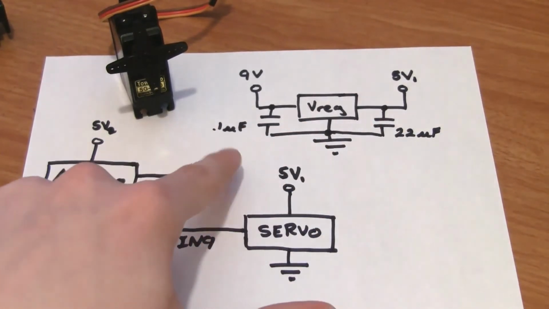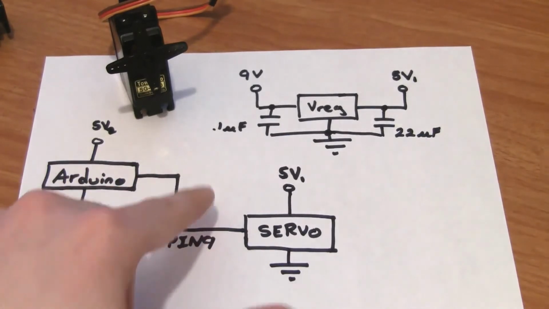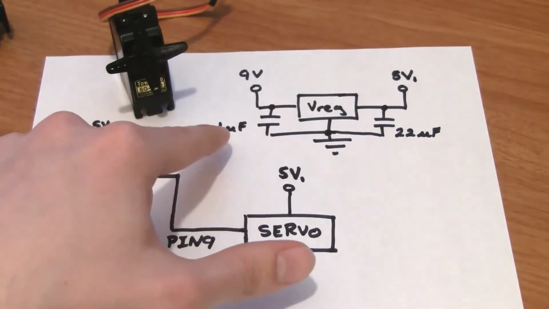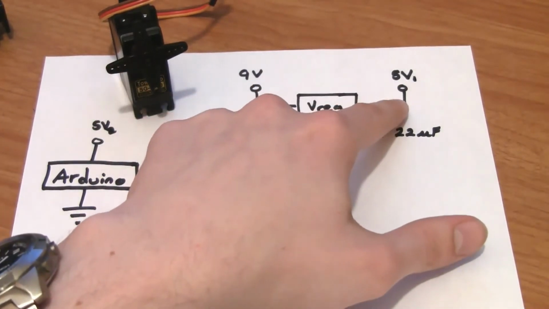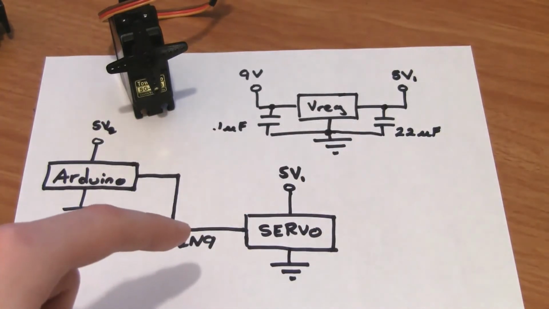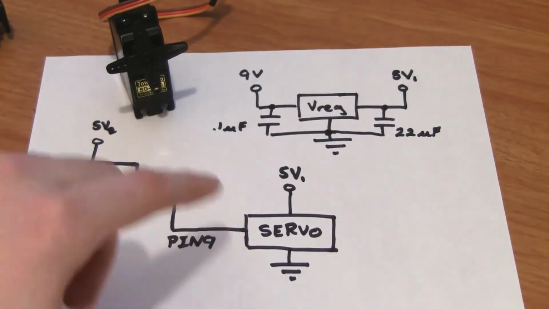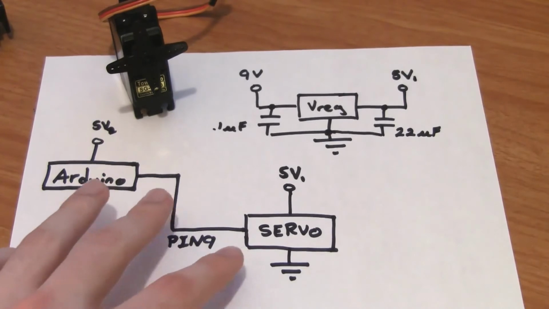The exact value isn't that important, just keep it in that general area. We'll feed in 9 volts from a battery on one end, and we'll be making a new 5-volt rail that we can power the servo off of on the other. When you're drawing schematics, you don't necessarily have to connect all the wires.